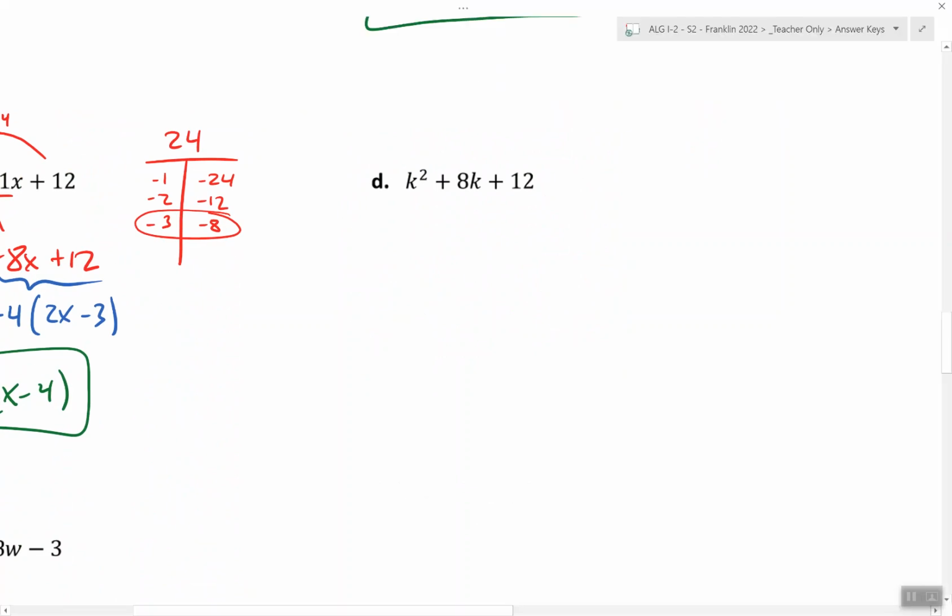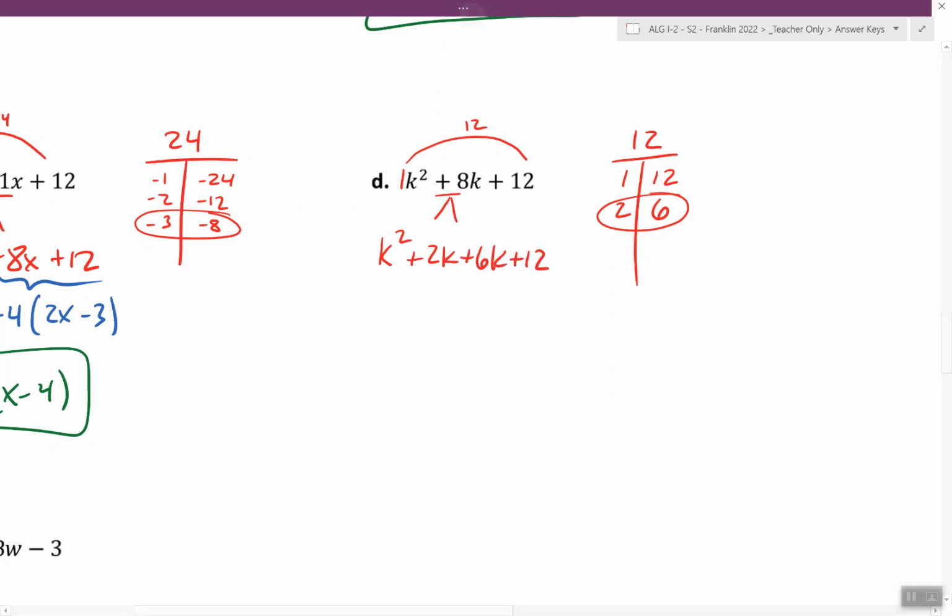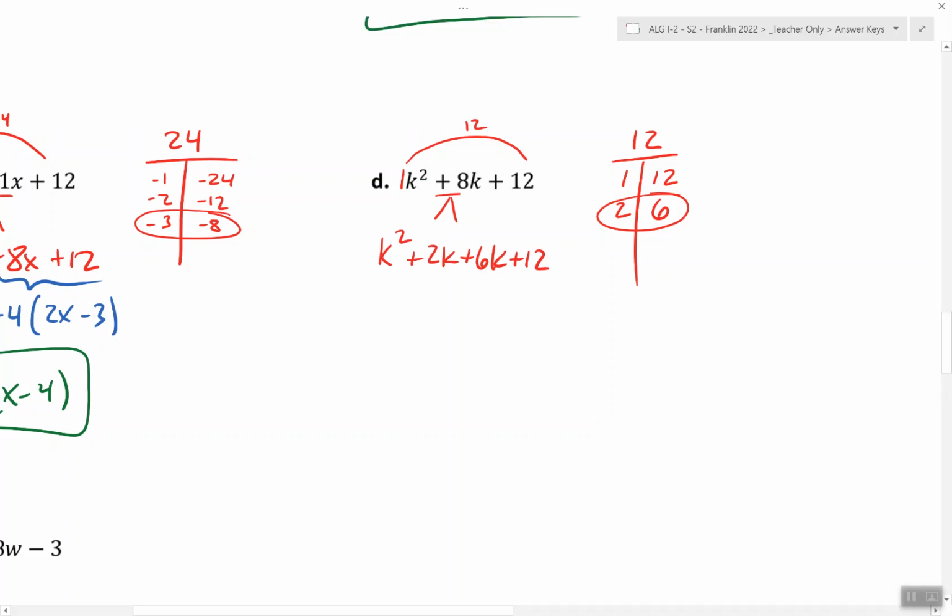All right, back to example D. We have to find AC, so that's 1 times 12, which is 12. So we need two numbers that multiply to 12 and add to 8. I think I already know 1 and 12 won't work, but 2 and 6, that will work. So we're going to split that middle term. So k squared plus 2k plus 6k plus 12. And again, you could mentally check that. 2 plus 6 does equal 8. So we haven't changed anything, we just rewrote it.